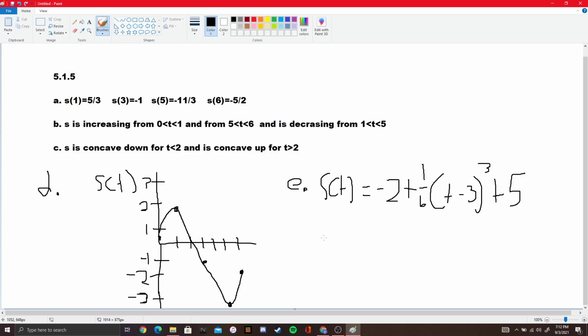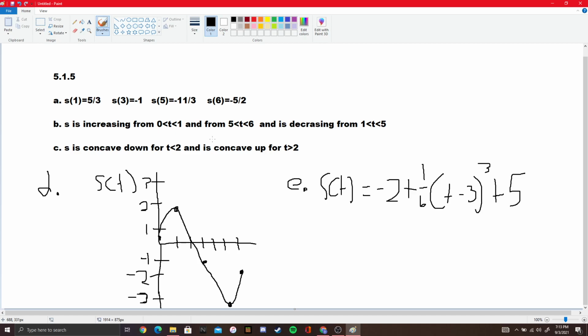So for B, we're asked to find where S(t) is increasing and where it is decreasing. It is increasing from 0 to 1, and from 5 to 6, because on the graph of V(t), 0 to 1 and 5 to 6 are where the graph is positive, and then it is decreasing from 1 to 5, which is where the graph is negative.